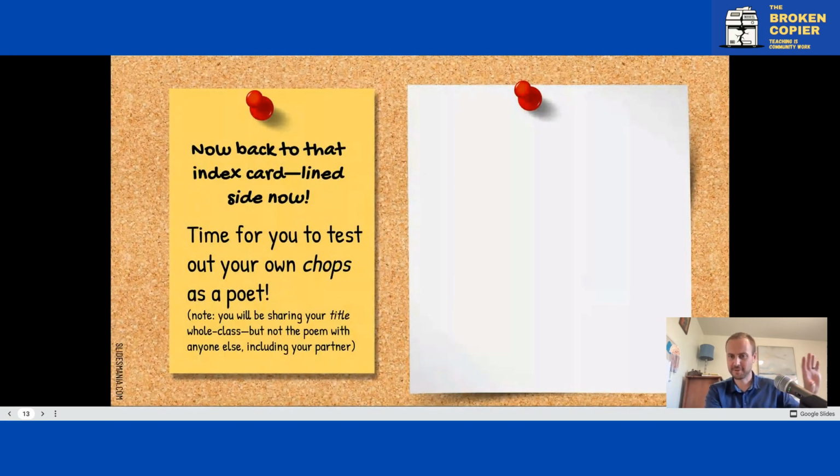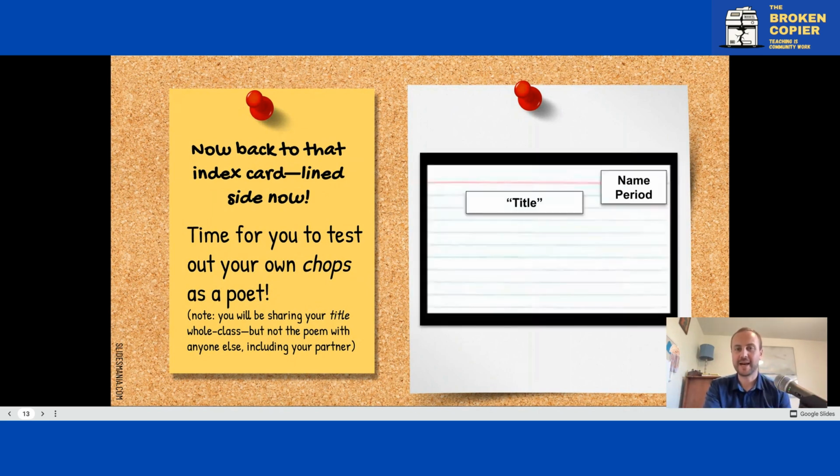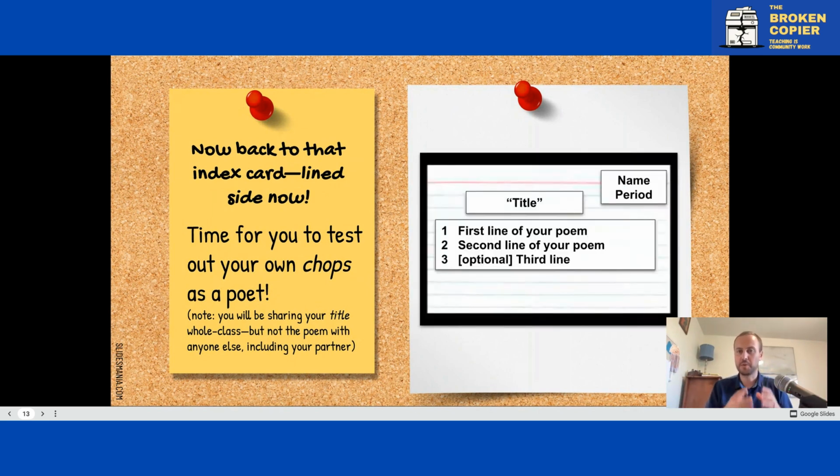So they had done that brainstorm, they had set it aside. What are we going to use this for? And now I'm going to ask them to flip it over, and they are going to write their own 2-line, or I give them a 3rd line if they'd like, poem. They're going to come up with a title. They will have their name and period.